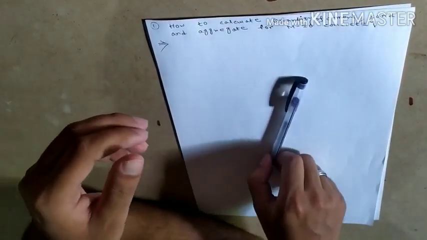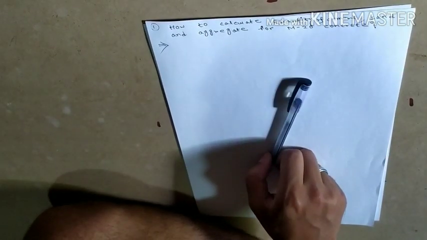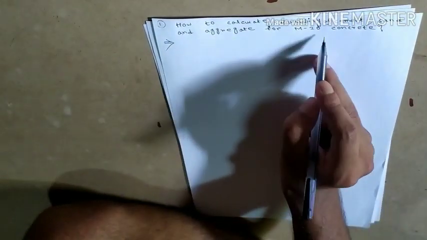So let's start my video. Today I will discuss how to calculate the quantity of cement, sand and aggregate for M20 concrete.